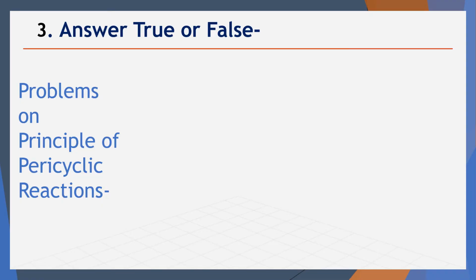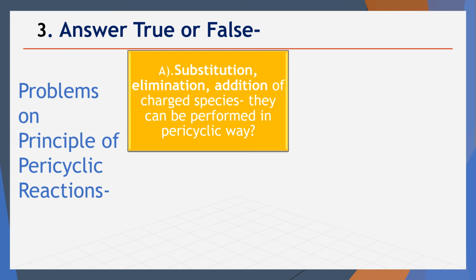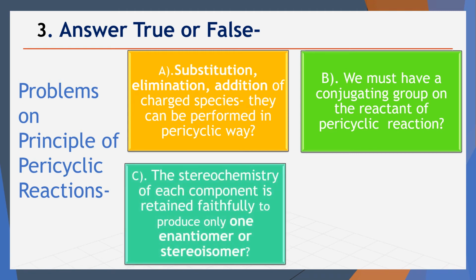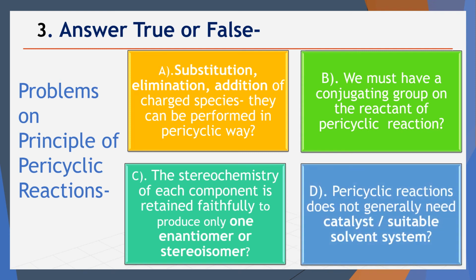Answer true or false for problem 3. A. Substitution, addition or elimination of charged species can be performed in a pericyclic way. B. We must have a conjugating group on the reactant of a pericyclic reaction. True or false? C. The stereochemistry of each component is retained faithfully to produce only one enantiomer or stereoisomer. D. Pericyclic reactions do not generally need a catalyst or suitable solvent system. Please write in the comments.